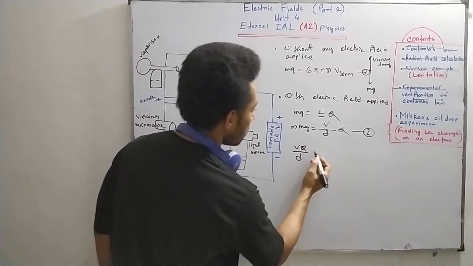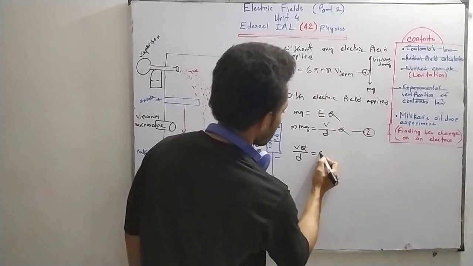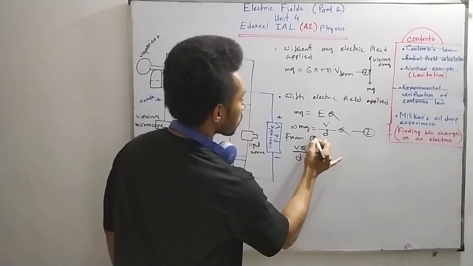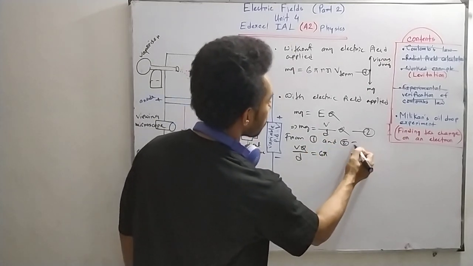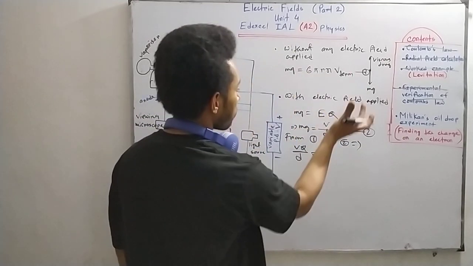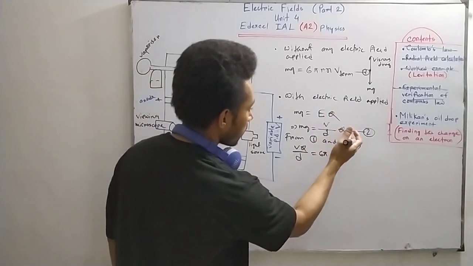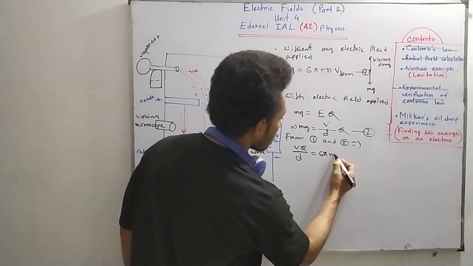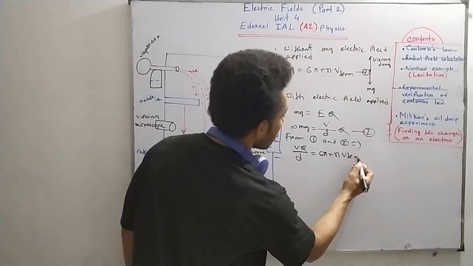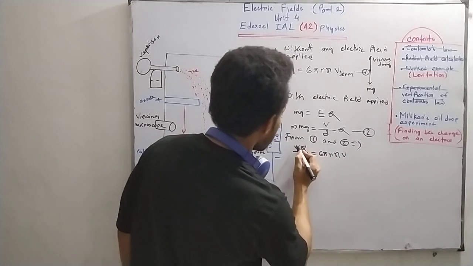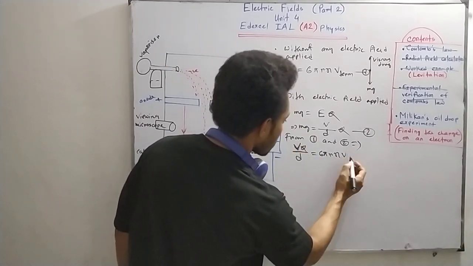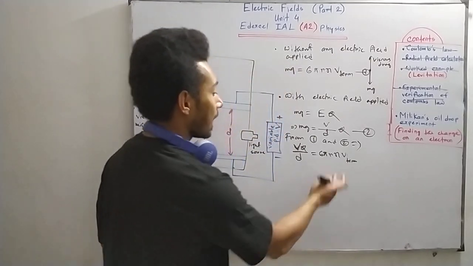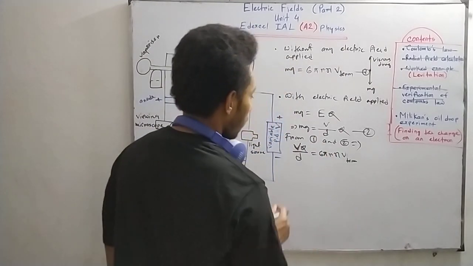VQ divided by D is equal to 6 pi from equation 1 and equation 2. We get 6 pi eta V term is equal to VQ by D. So VQ by D is equal to 6 pi r eta V term. This V is the potential difference, and this V term is the terminal velocity, and r is the radius of the oil drop.